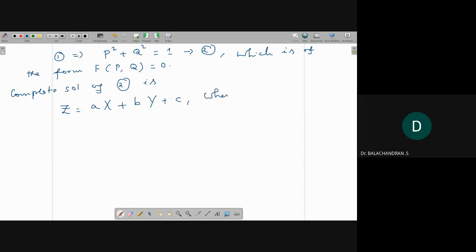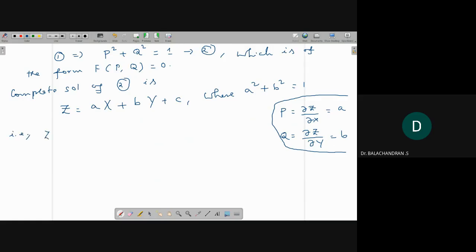Here, what is capital P? Capital P means dou capital Z by dou capital X, that is nothing but a. Similarly, Q equal to dou capital Z by dou capital Y, that is b. So if I substitute P equal to a and Q equal to b, then you get a square plus b square equal to 1.